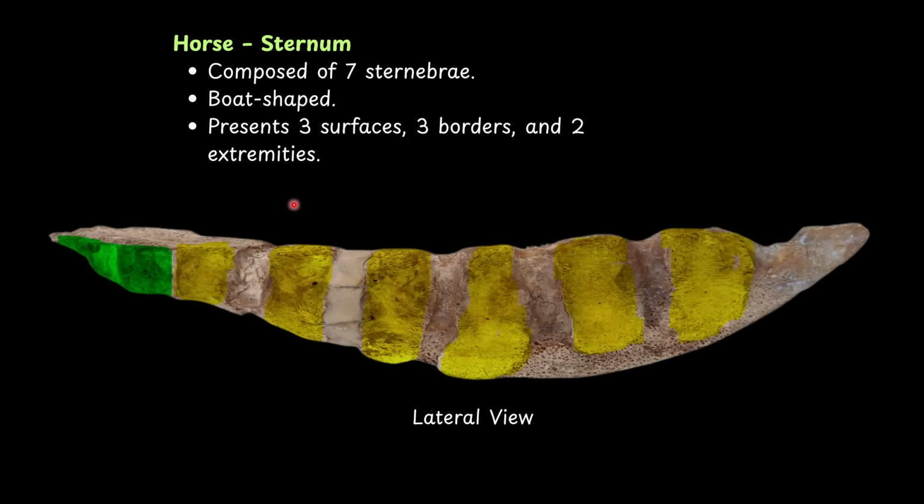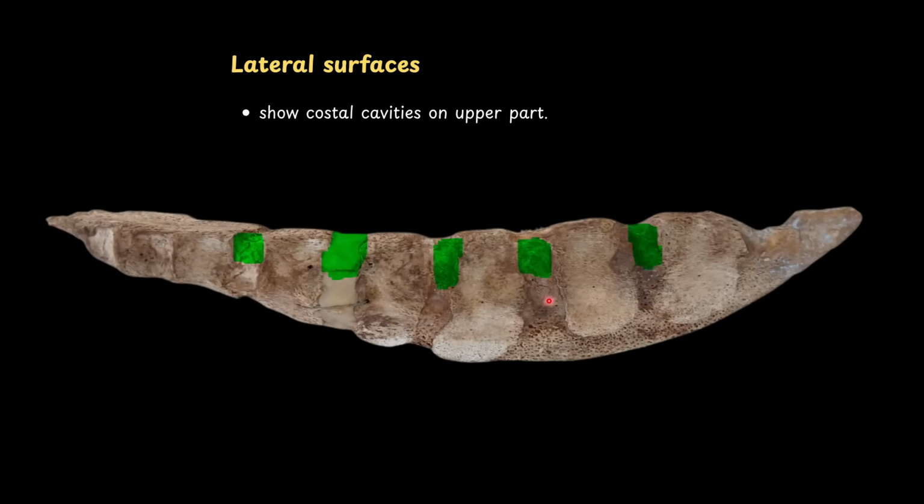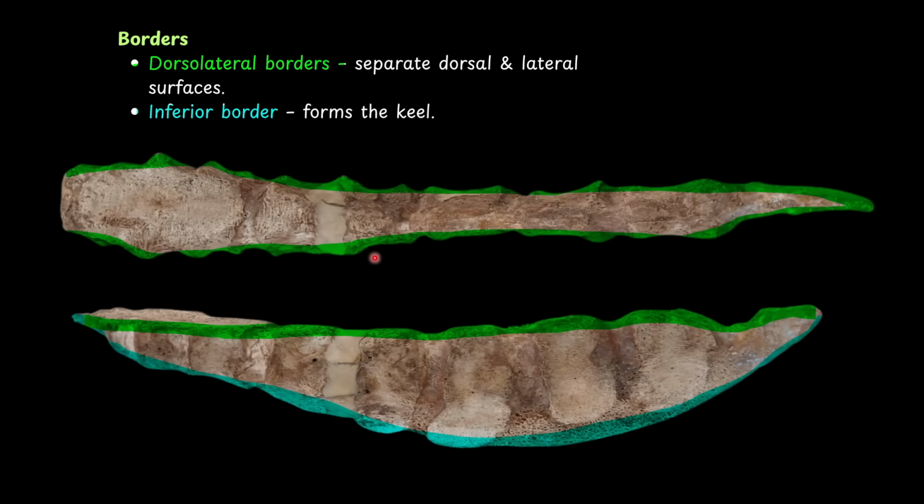Horse sternum, composed of 7 sternebrae. It is boat-shaped, presenting 3 surfaces, 3 borders and 2 extremities. The first, second, third, fourth, fifth, sixth and seventh, so you will find 7 sternebrae. The dorsal surface is narrow and triangular. Lateral surface: this whole surface is the actual lateral surface. At the upper part you will find the costal cavities. Then borders.